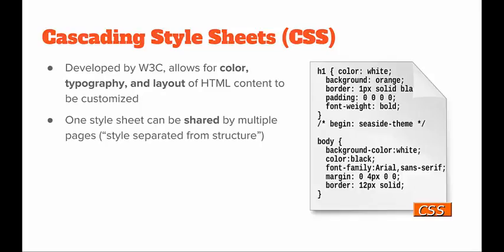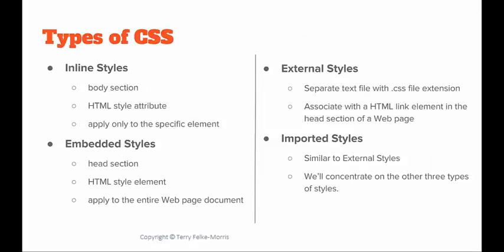We can create what's called style sheets within a single HTML document, or we can create them in an external document and then link them to multiple pages. In this sense, we can separate style from structure. There are 4 types of CSS, and in this class we'll focus on 3 of them. We have inline styles, embedded styles, external styles, and imported styles.